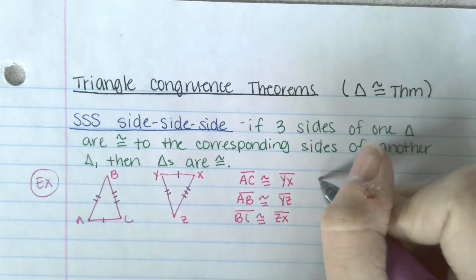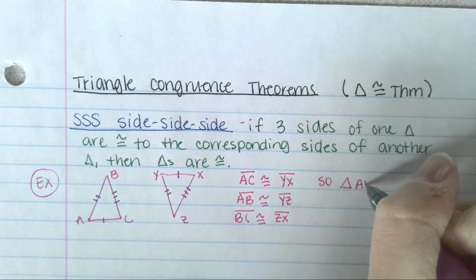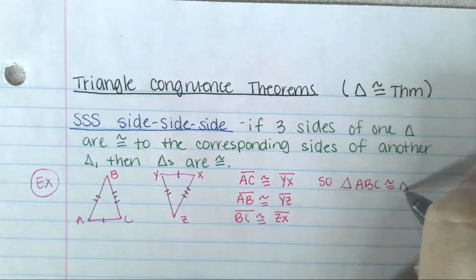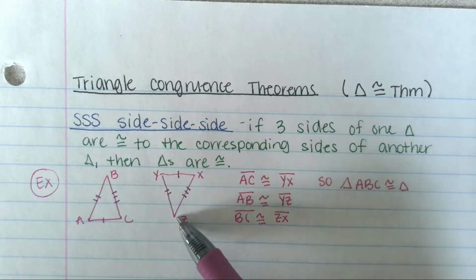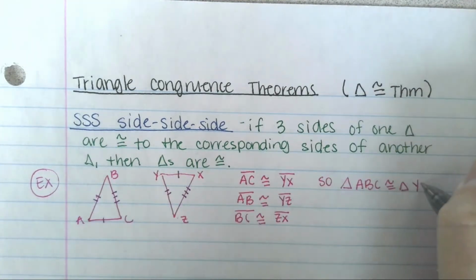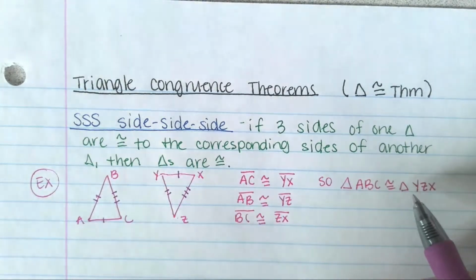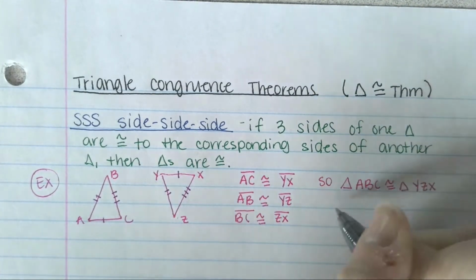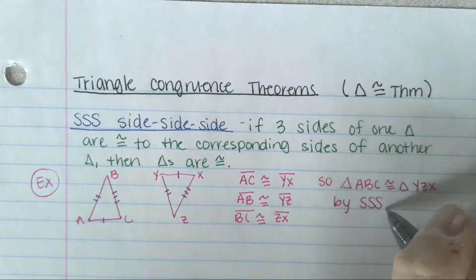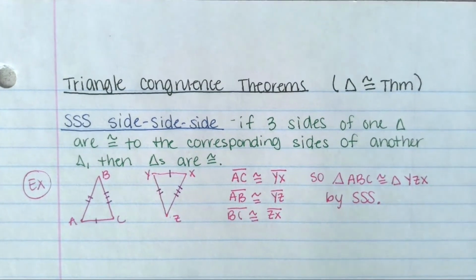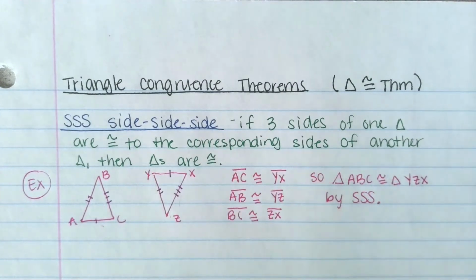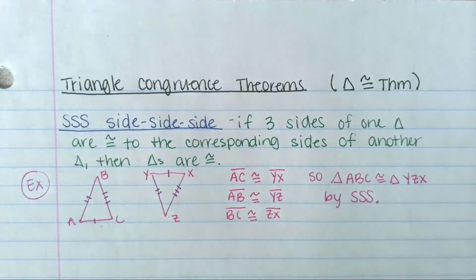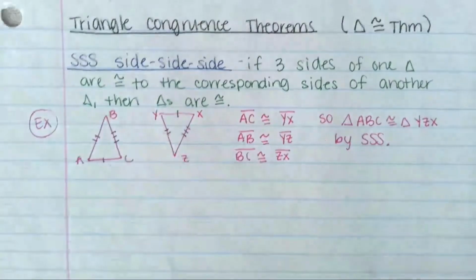then we know, I'm going to write ABC in order, and then we're going to match up the other one. So A to B to C gives me Y to Z to X. So triangle ABC is congruent to triangle YZX by side, side, side. Because we know that all 3 sides are congruent to all 3 sides of the second triangle, we know the triangles are congruent. So triangle congruence theorems are ways to prove that 2 triangles are congruent. Okay, so let's look at our next theorem.